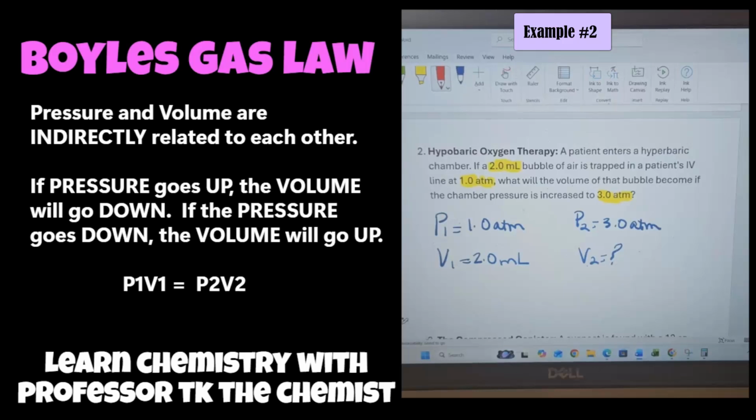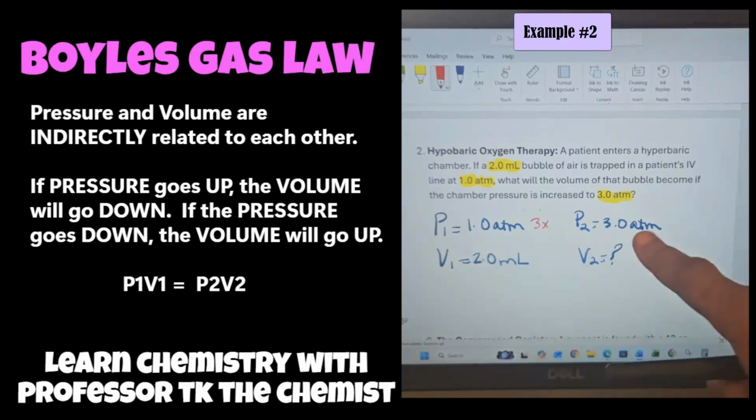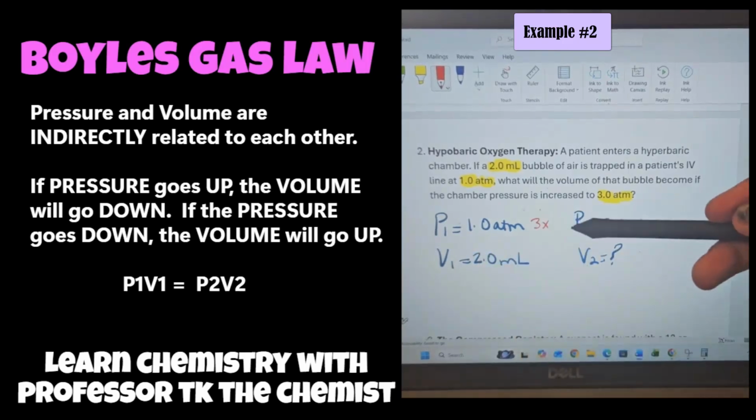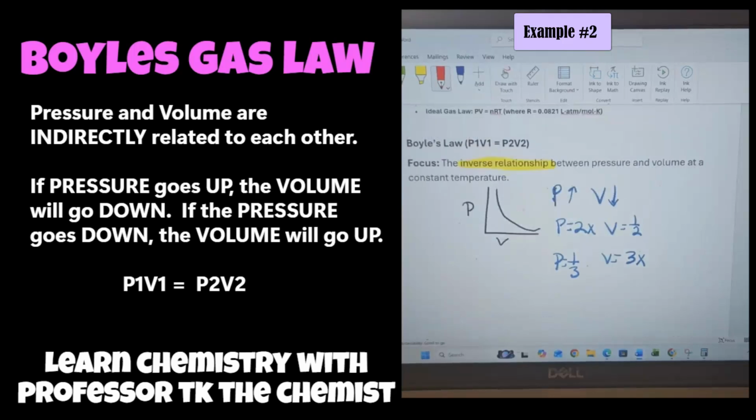Now, what you're going to notice here is that your pressure tripled. Look at that. It went from 1 to 3. So because my pressure tripled, that means my volume is going to be cut by a third. You're probably wondering, wait a minute, how do you know that? Well, remember, Boyle's law says that they are inversely related to one another. If one goes up, the other one goes down.